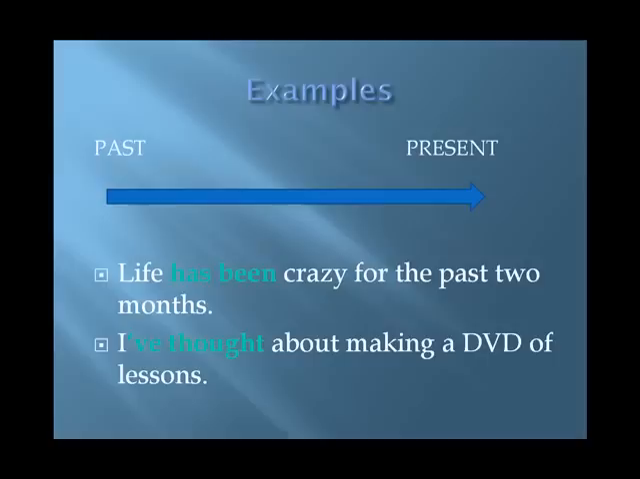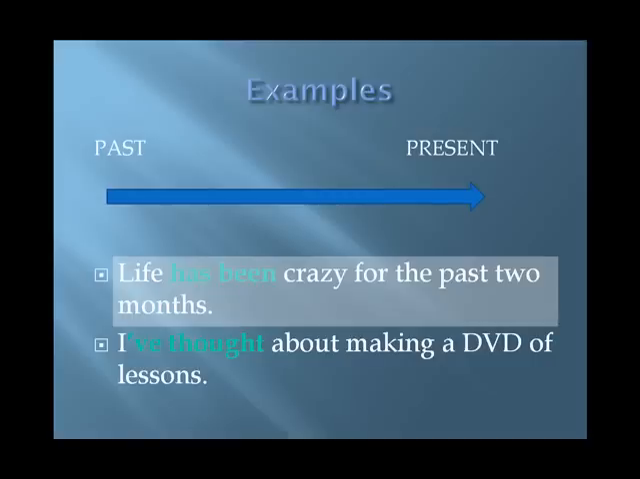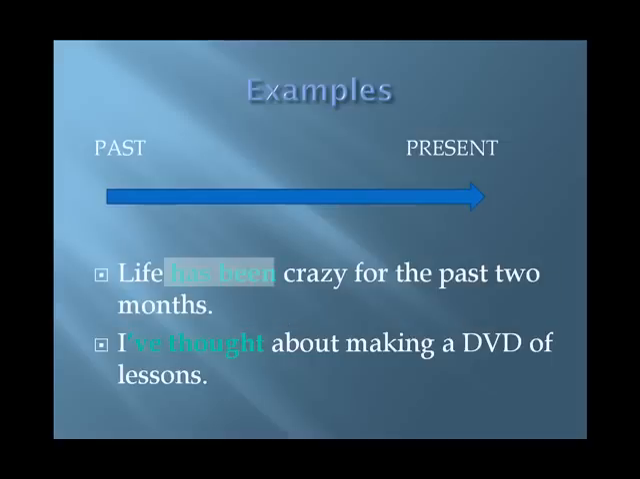Let's be certain you understand the first reason for using the present perfect, which is to make a connection between the past and the present. Our first example: life has been crazy for the past 2 months. My current situation then is crazy, and by using the present perfect, I'm telling you that it was crazy in the past and it continues to be crazy now.